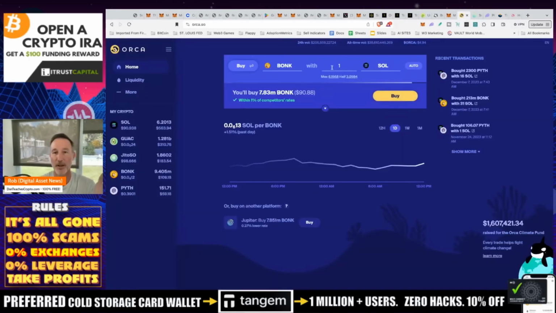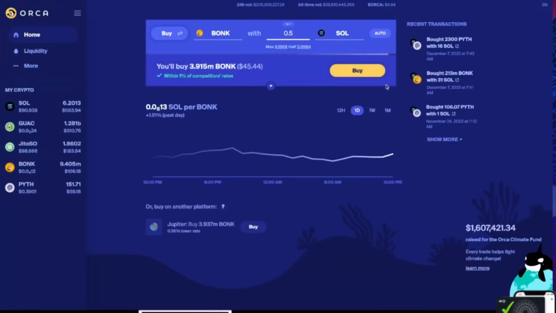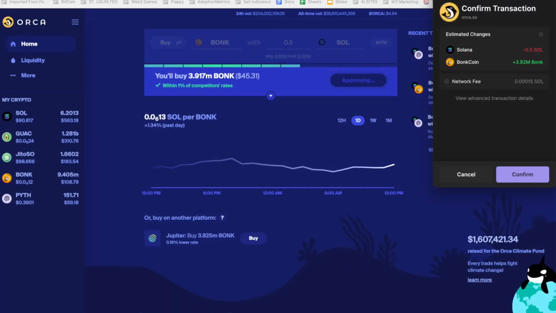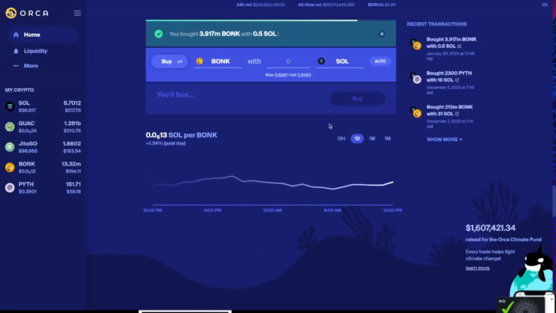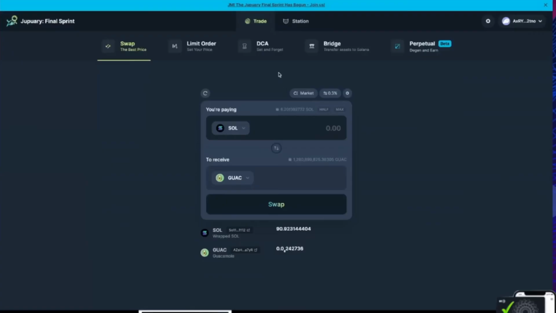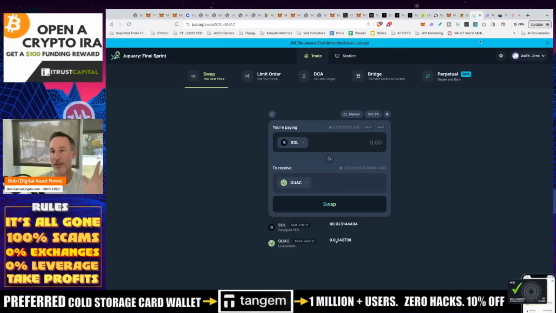Let's say I want to get Bonk, and I want to spend, let's say 0.5 SOL, right? Again, I've done the same process. I've already transferred things over. I'm going to click on buy. And I'm going to click on confirm. We can see that the network fee is 0.00015 SOL, which is absolutely nothing in my personal opinion. And voila, it's done. So that's done. You can do the same thing at Jupiter. They have DCA, set and limit orders, great stuff that you want to see.